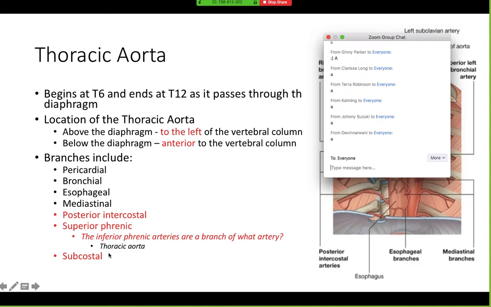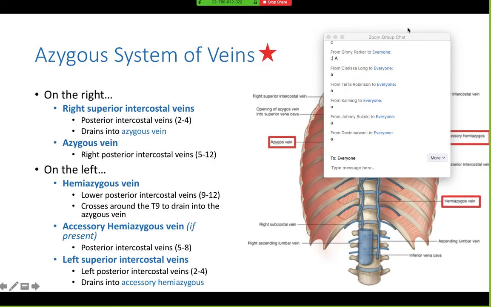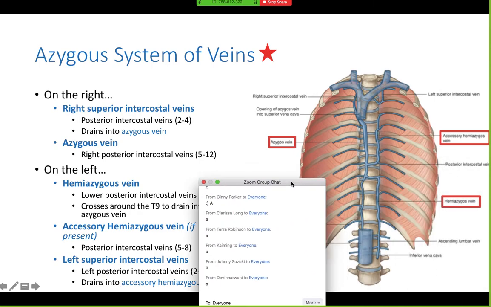If you want to correct that, yeah, so abdominal. And I'll fix that before I post the answers too. Sorry about that, so abdominal. Okay, azygous system of veins.